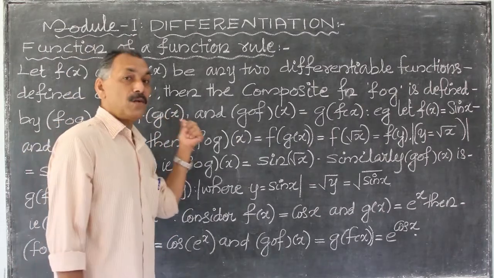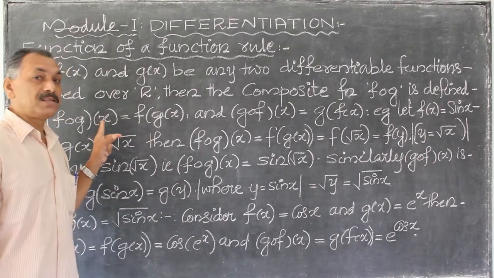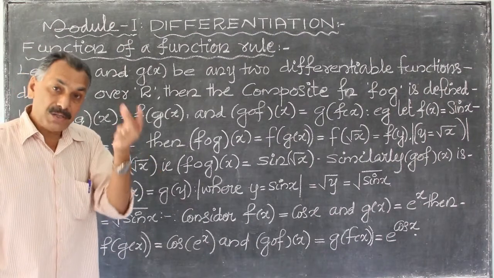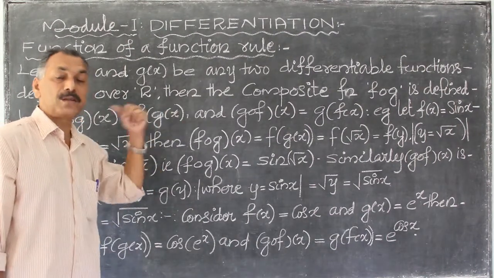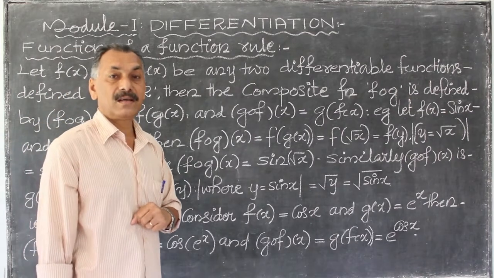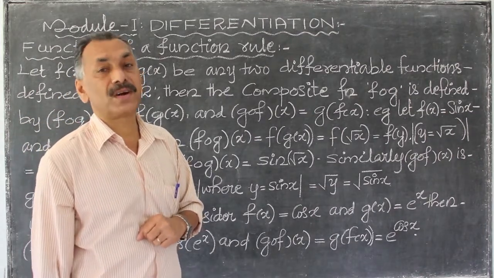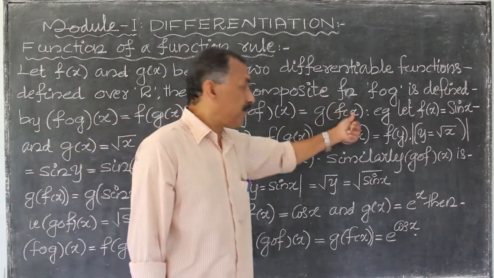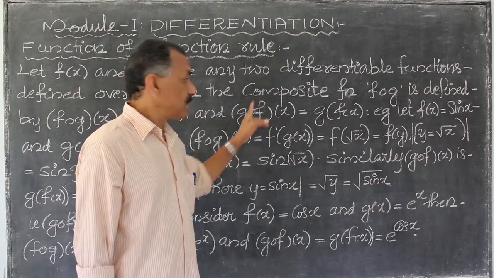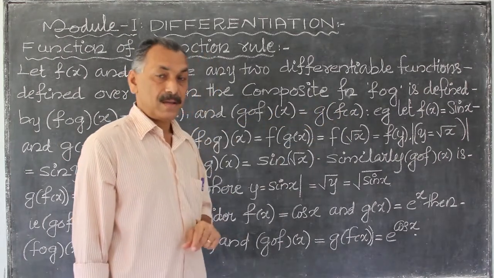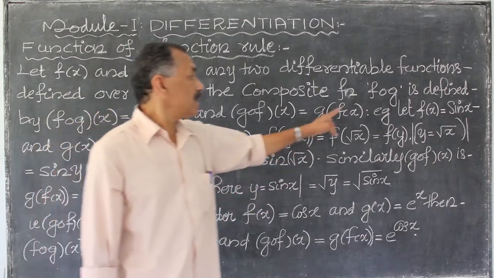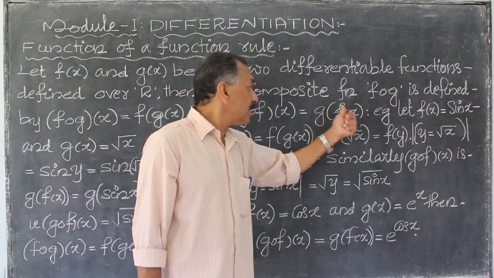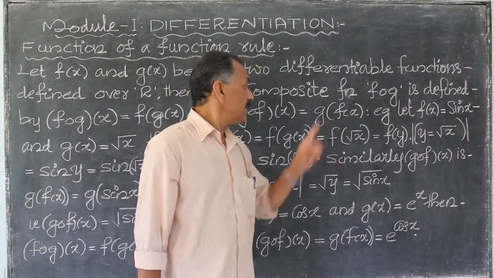Now, f of g of x means that x goes into g, giving g of x, and then that value y goes into f, giving f of y. That is the composition of two functions f and g. g dot f of x is equal to g of f of x. Here x goes into f, and the value f of x is given to g.